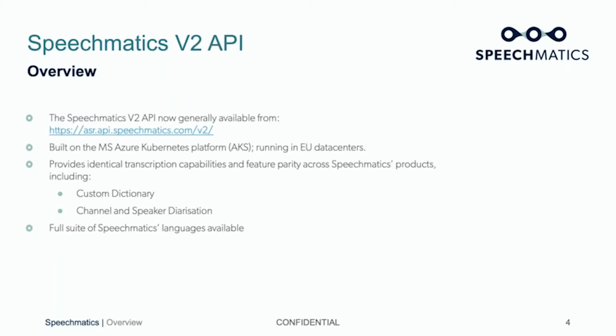So the Speechmatics V2 API that I'm going to talk about is available from this asr.api.speechmatics.com endpoint. So you should all have received API tokens that allow you to access this. And then by the end of this webinar, you should be able to go away and use the new service.